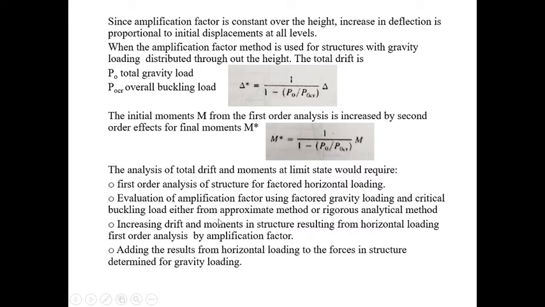So when you add the results from the horizontal loading to the forces in the structure determined for the gravity loading, this is the procedure for the approximate method. In the approximate method, the main thing is that the amplification factor is considered, and then the increased values are found, that is the total drift delta star and M star, by using these formulas.